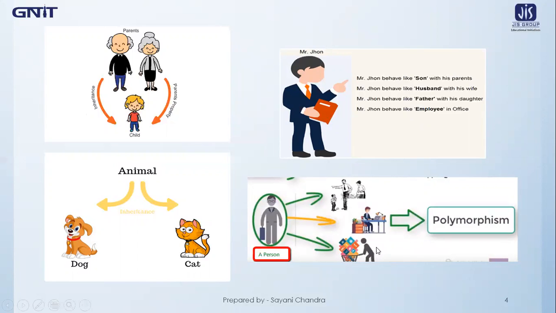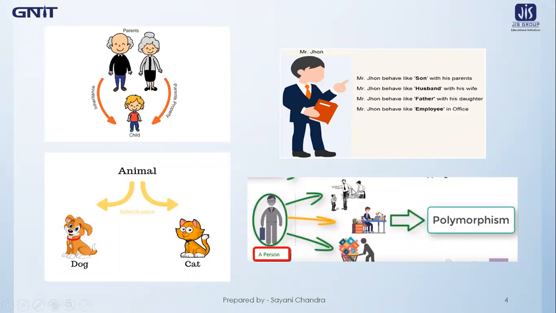In the next image, we can see that a person is there. That person, when he is with his family members, is behaving like a family person. When he is at his office, he is behaving like an employee. When he is at a grocery shop, he is behaving like a customer. That means the same person is behaving in 3 different ways in 3 different situations.